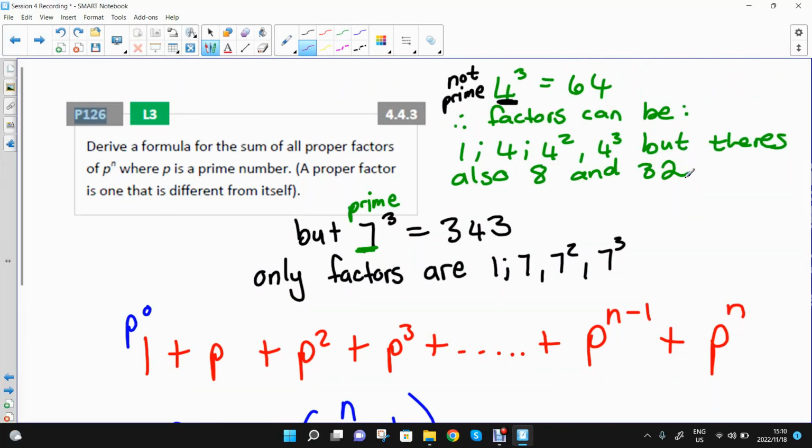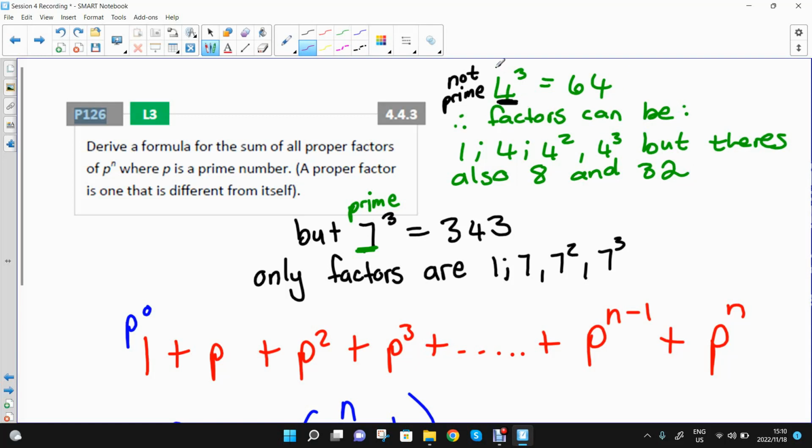Derive a formula for the sum of all proper factors of p to the power n, where p is a prime number. A proper factor is one that is different from itself. So to explain what they are actually saying here, I'm just going to show you 2 examples.